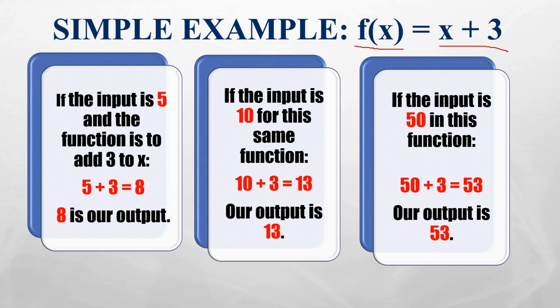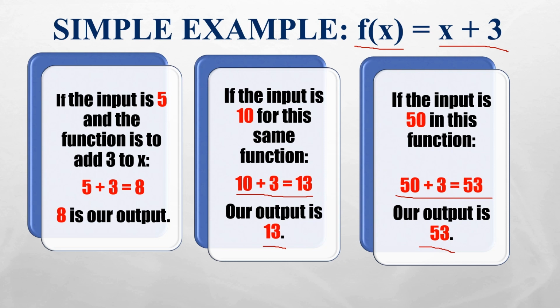If we put 10 into that same function, we get 10 plus 3 equals 13. Our output is 13, and the value in that case would be 13 for y. If we put in 50 in that function, we get 50 plus 3 equals 53, and the output would be 53, meaning that that's the y value when x equals 50.